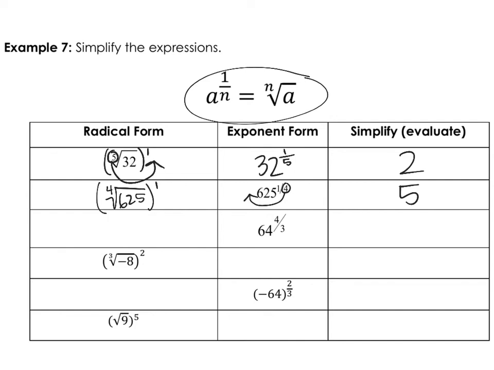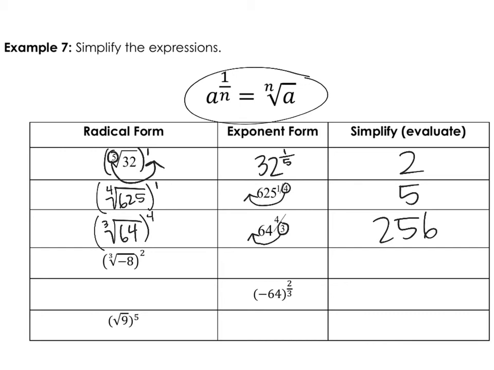Okay, let's try the next one. We're always moving the bottom of our fraction over to become the radical. So this would be a cube root of 64, and that exponent of 4 is still going to be on the outside. Okay, so if I type in my exponent form, 64 to the power of 4 divided by 3, I get 256.